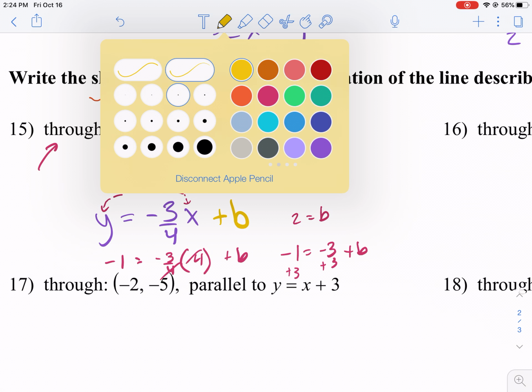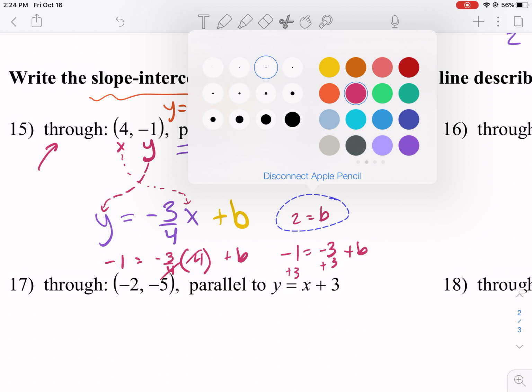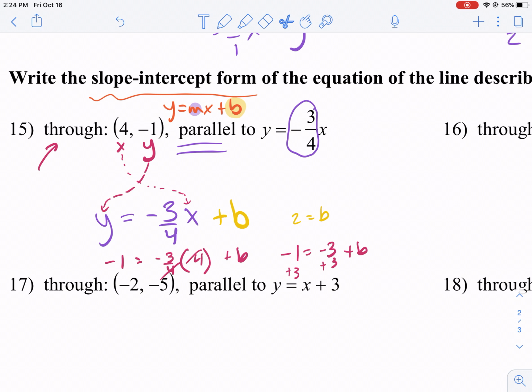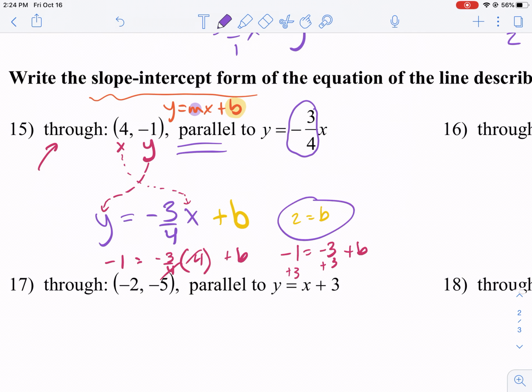What do we do with this? Well, first let me change the colors to show you that it's a new y-intercept. And then I'm going to just plug this into my equation. So this gets plugged into b. Y equals negative 3 over 4 x plus 2. And there we go. There's my equation.